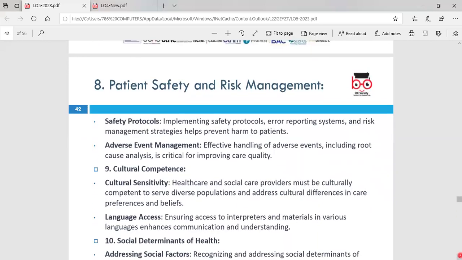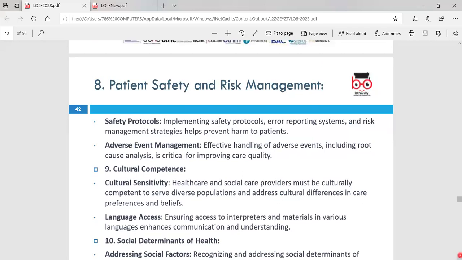Patient safety and risk management is very important. You should have proper protocols and proper labeling everywhere. There should be safety protocols mentioned everywhere for people to be reminded of. And this is to prevent harm to patients.